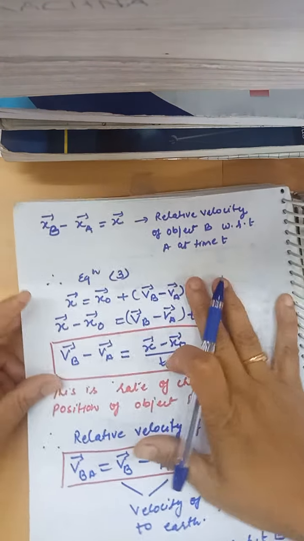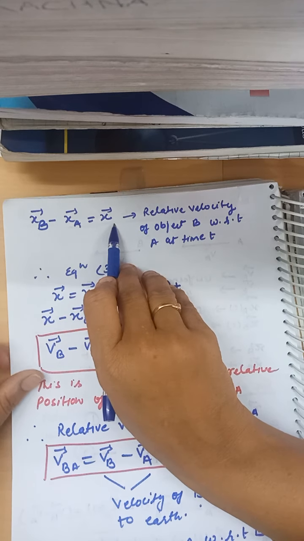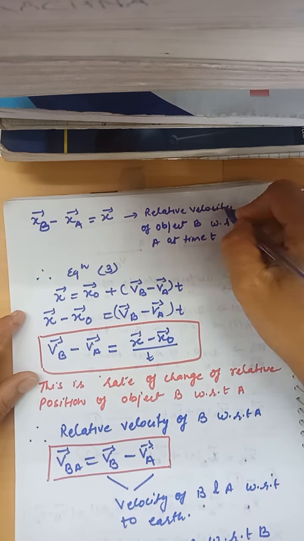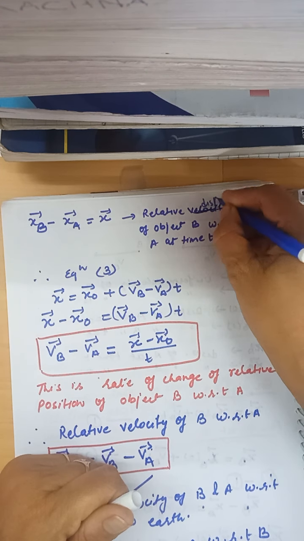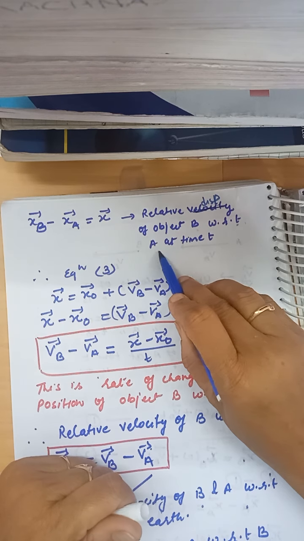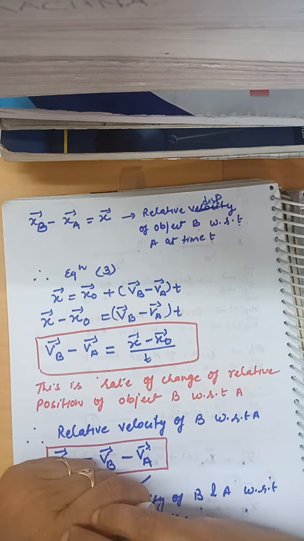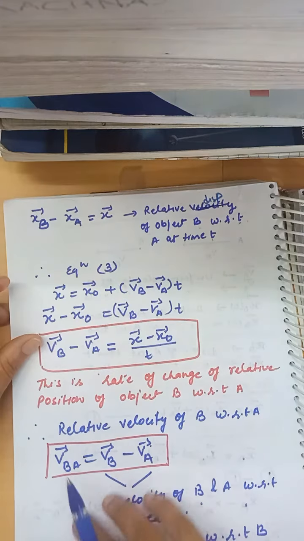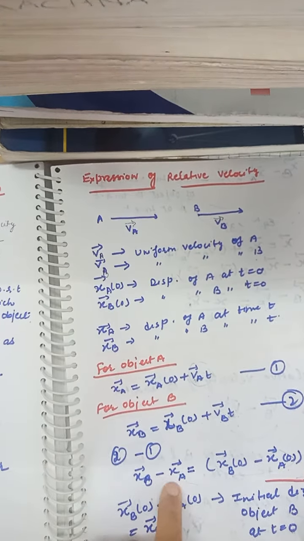And after that, now at time t, xb minus xa is equal to x. This is the displacement at time t, and this is called the relative displacement. This is called the relative displacement of object B with respect to A at time t. t टाइम पर ये डिस्प्लेसमेंट आएगा इनका. ठीक है. Now equation number 3, this equation which you have written here.